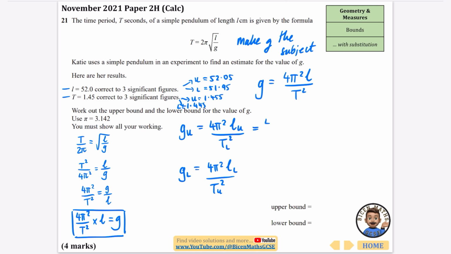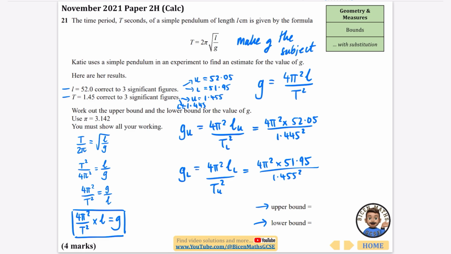So when I sub them in, I'm going to get 4 pi squared multiplied by the L's upper, which is 52.05, divided by t's lower, which is 1.445 squared. And I'm just going to write the working out for this one as well. We're going to have 4 pi squared multiplied by this one's lower, which is 51.95, divided by the other one's upper, which is 1.455 squared. And then those are going to be my answers for the upper and lower, which I'm just going to put straight here into the upper and lower bounds.